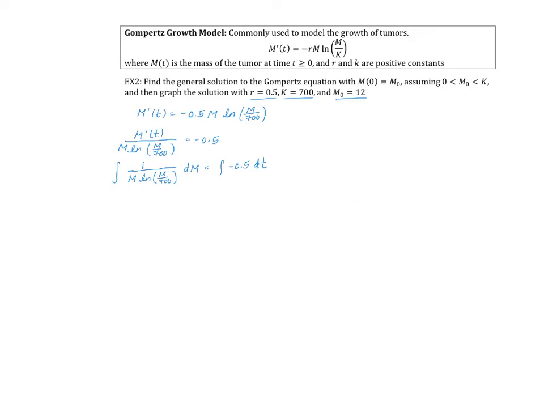Looking over at the left-hand side, I'm going to do a u substitution on the natural log. So I'm going to let u equal the natural log of M over 700, which means my du is going to be equal to 1 over M dM. Again, you can just verify that. I'm going to be skipping steps because of space. And then our integral will be 1 over u du.